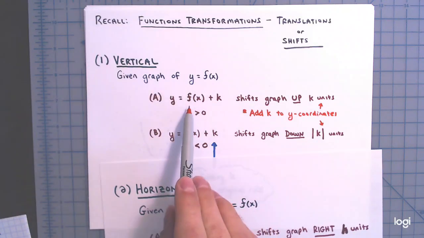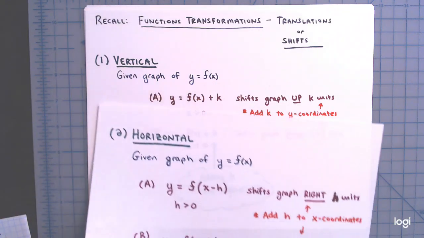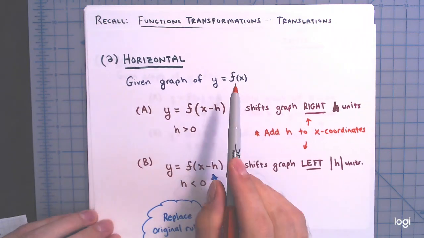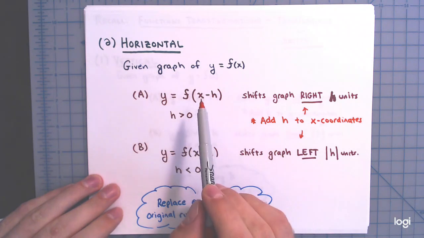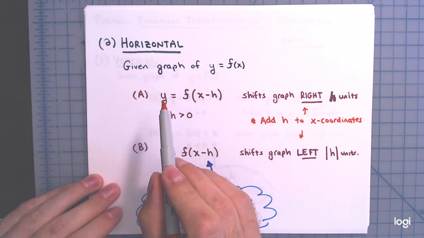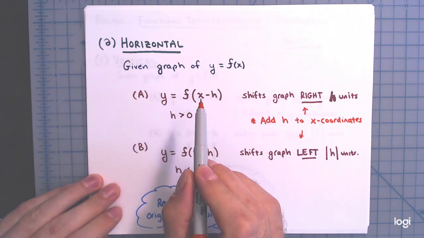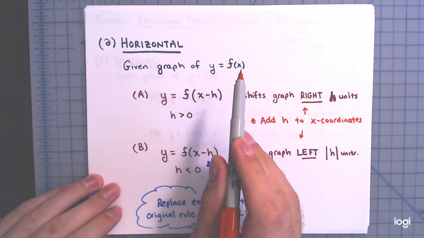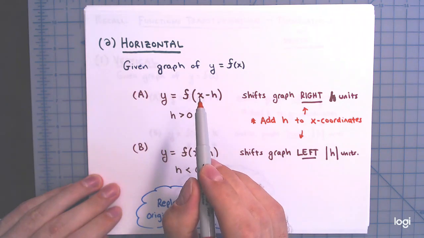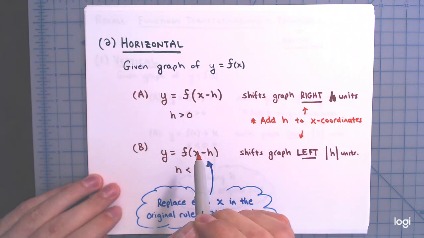With vertical shifts, I leave the rule the way it is and then add something. Here you change the rule entirely. You don't leave the rule the way it is. What you're doing is taking y equals f of, and notice how x is changed in the parentheses, in the argument, in the input place, to x minus h. Y equals f of x minus h.